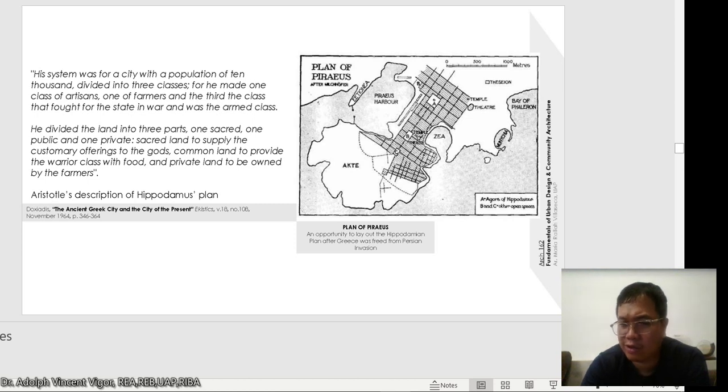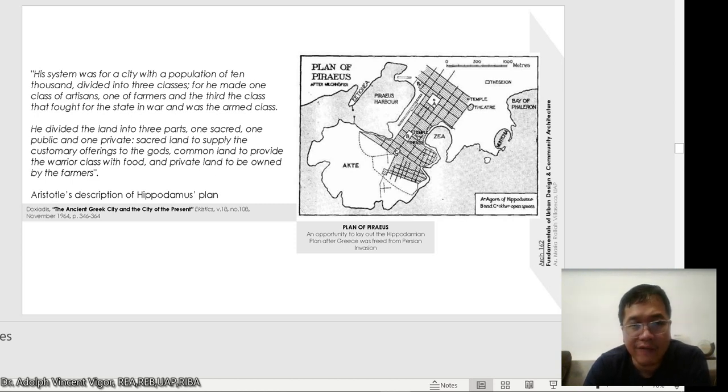Do you remember the slide that I showed you about Egypt? They also separated the workers, the artisans, and the priest. For this one, it's also three classes. The first one is for the farmers, also the artisans, who are also considered highly, and then another class which is the warrior class or the armed class.